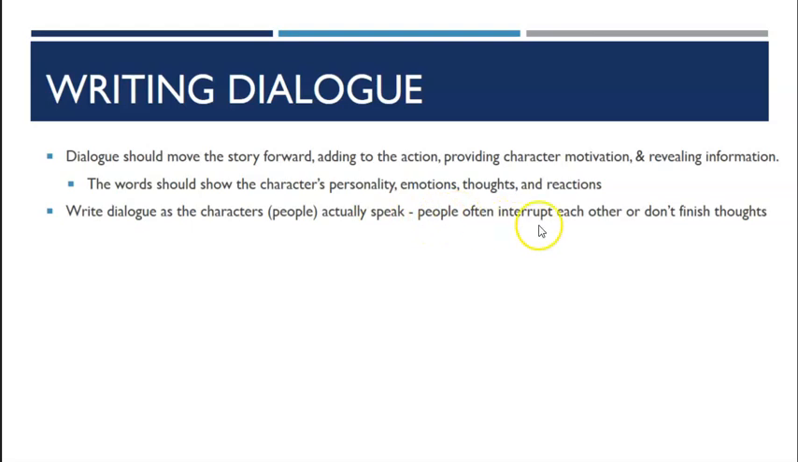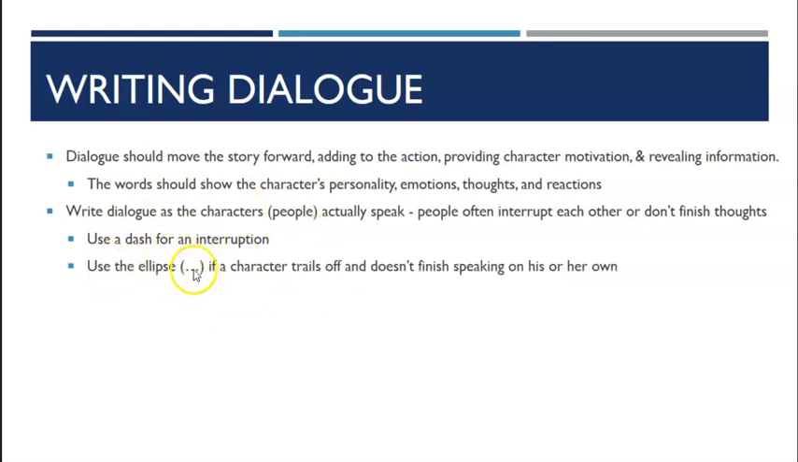So they often interrupt each other or don't finish their thoughts. So if they're going to be interrupted, whether it's by somebody else speaking or by an action or something happening, you use a dash for an interruption, not the ellipses, the 3 dots. You only use the 3 dots if the character trails off and voluntarily on their own doesn't finish speaking. Okay?